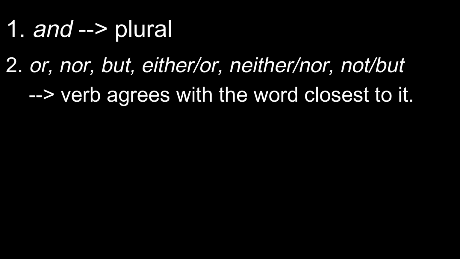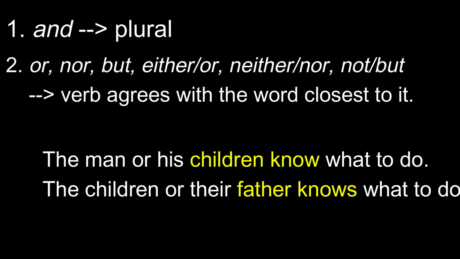Conjunctions like or, nor, and but, as well as correlative conjunctions like either or, neither nor, not but, determine verb agreement based on proximity. The verb agrees with the subject closest to it. Example, the man or his children know what to do. Example, the children or their father knows what to do.